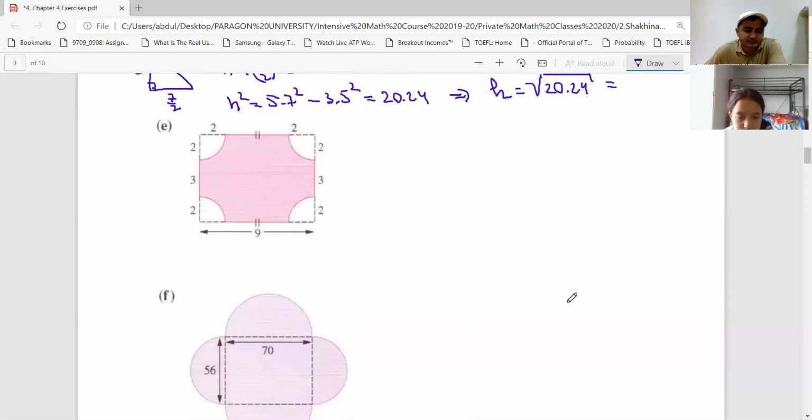Question E. Before you start, think what method you are going to use. We are given a rectangle, and the corners are cut out, right? This one, and this one, and this one, and this one. What is it? It's quadrant, quadrant, quadrant, quadrant. These 4 things together, if you just combine them, what do they form? One circle. Very good. That is the most important point here. Find the perimeter and area, Shahina. You have 4 minutes. Come on.